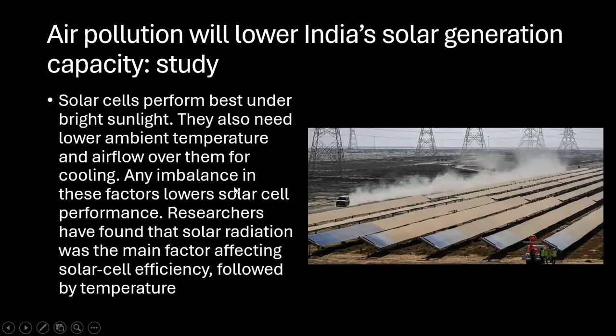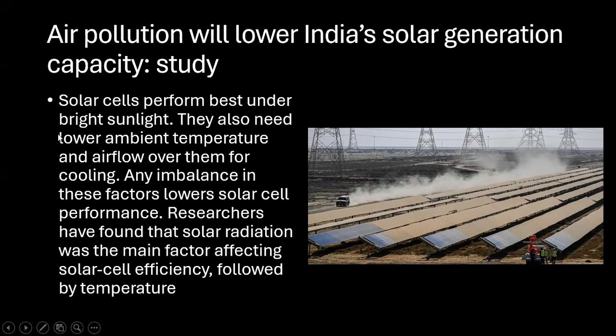First is, air pollution will lower India's solar generation capacity. See, this is the solar generation and you can see there is a lot of pollution, dust pollution. Because of this, the absorbing capacity of these solar panels is going to get reduced. This is one of the reasons why air pollution would lower India's solar generation capacity.